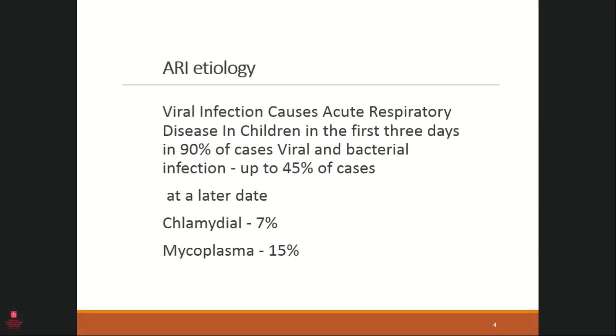Viral infection causes acute respiratory disease in children in the first 3 days in 19% of cases, and bacterial infection up to 45% of cases. At a later date, chlamydia 7% and mycoplasma about 15%.